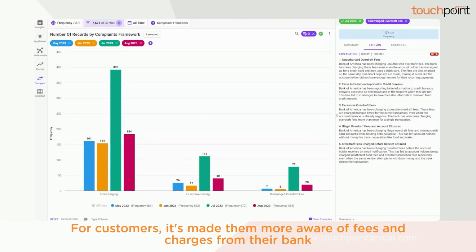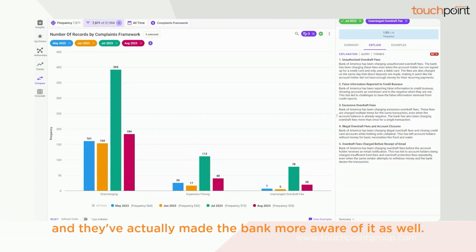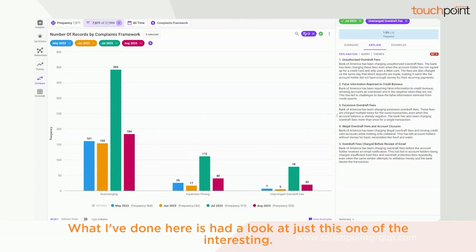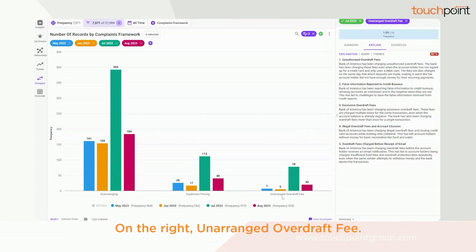So for customers, it's made them more aware of fees and charges from their bank, and they've actually made the bank more aware of it as well. So you've got a lot of people coming in going, wait there, I've seen this problem happening. Is it happening to me? Well, it looks like it is for a lot of customers. They've jumped in and seen that. What I've done here is had a look at just one of the interesting ones on the right, unarranged overdraft fee. Let's look at that one.